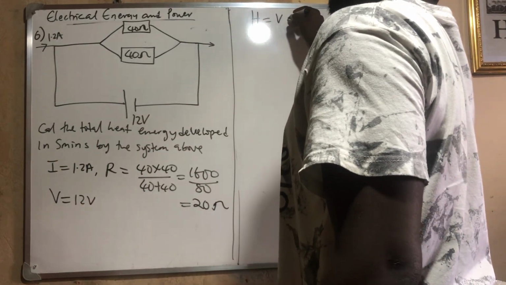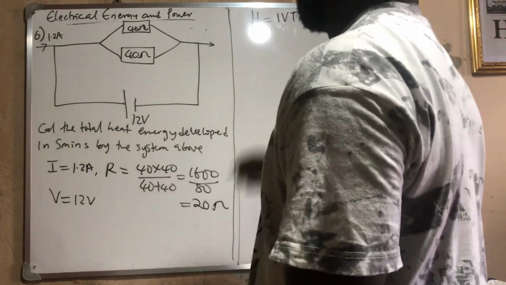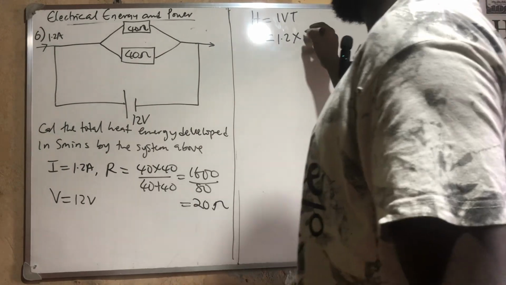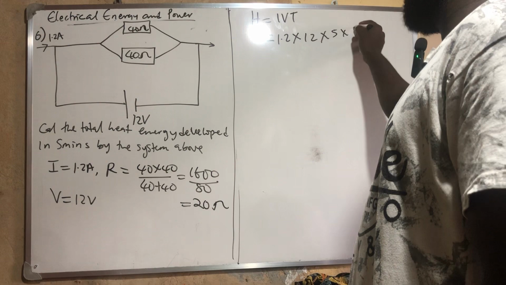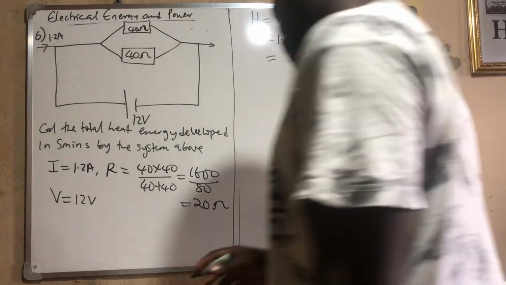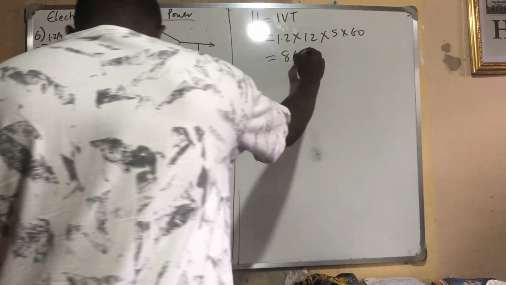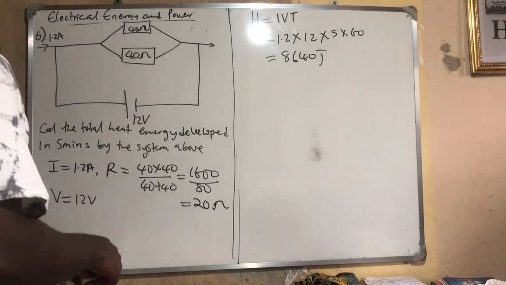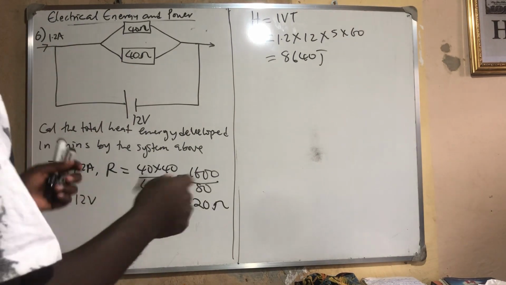So I have that my heat energy is equal to IVT, which is my I is 1.2 times my V is 12 times my time. The time they gave me is 5 minutes, that is 5 times 60. So if you do everything, you are going to get 8640 joules. That is that. If you decide to use your resistor, you still get the same answer.